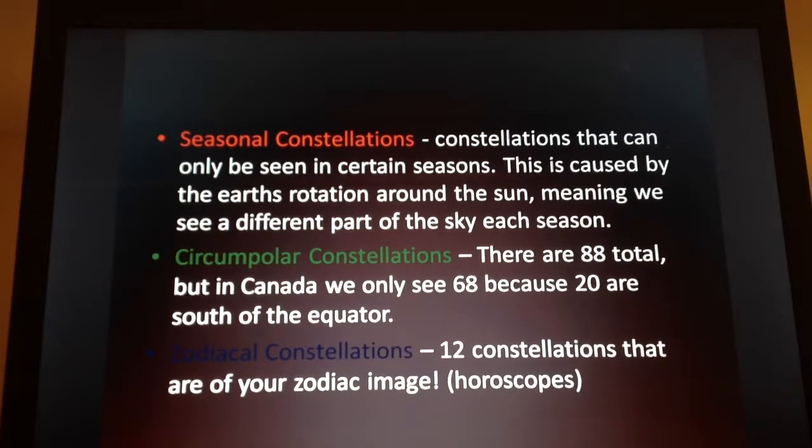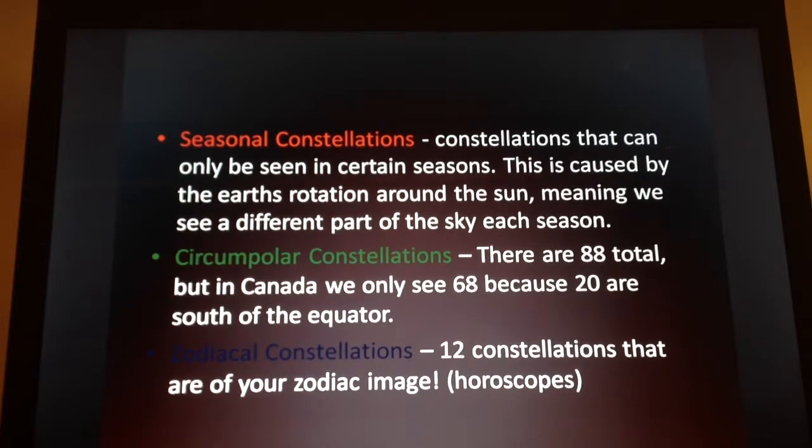There's also circumpolar constellations. That's the ones that are below our horizon. It's on the other side of the equator, so we can't see them. There are 88 known constellations in the sky right now, and we can only see 68 in Canada because 20 are below the equator. So unless we go on a really nice vacation, there's 20 we can't see.